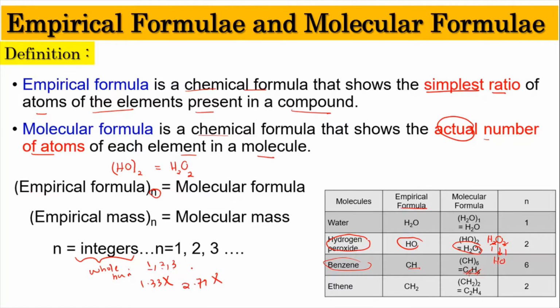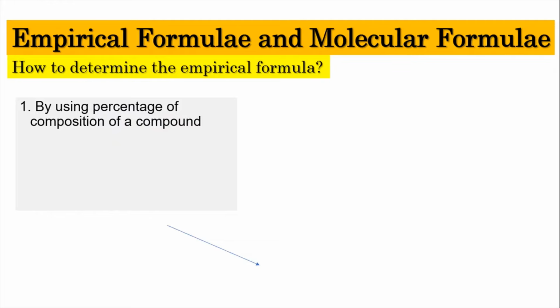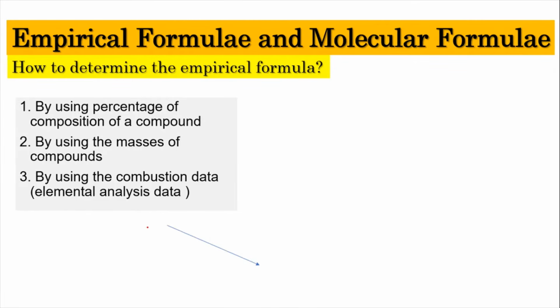To understand more about this, let us look into the example. For empirical formula and molecular formula, we need to be able to determine the empirical formula first. There are three situations. The first one is by using the percentage composition of a compound. Number 2, by using the masses of a compound. And number 3, by using the combustion data or the elemental analysis data. Situation number 3 is quite lengthy, but essentially all three situations will use the same technique, which is using the MaMoRa table.